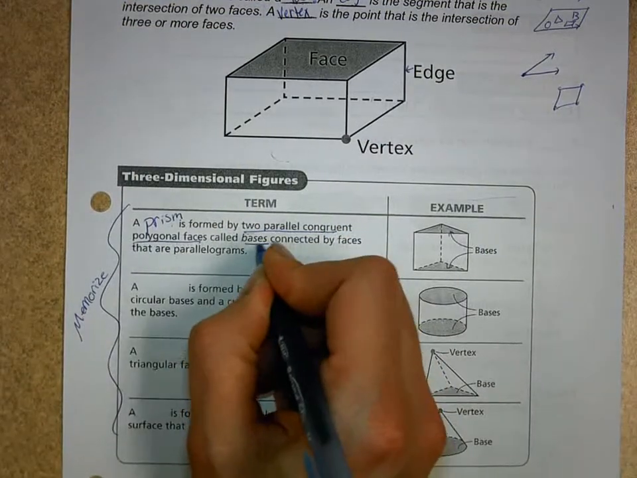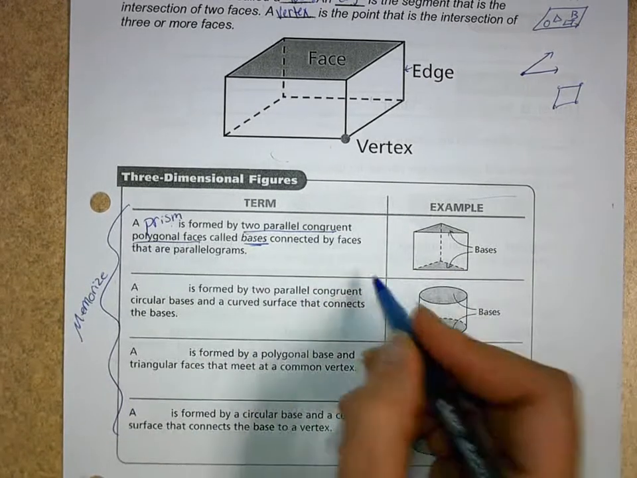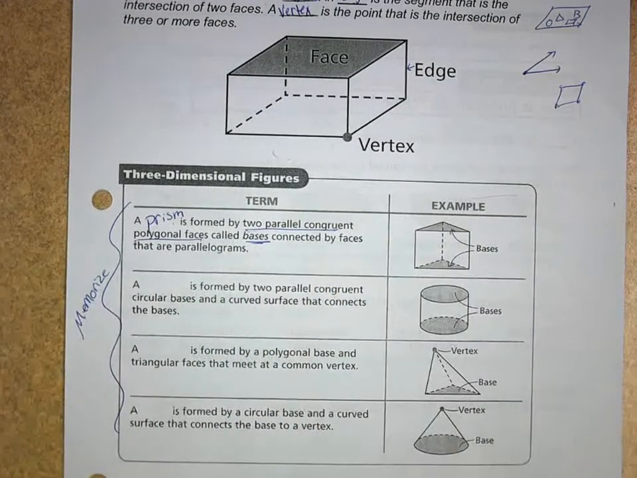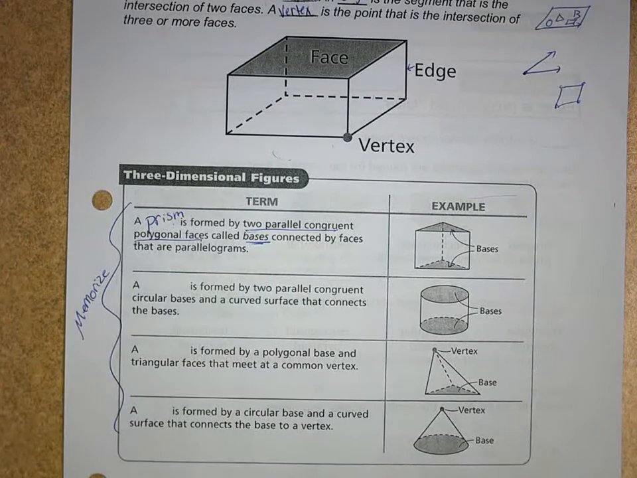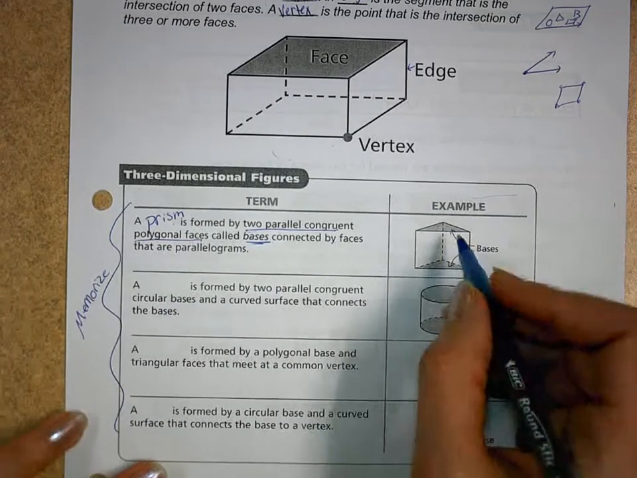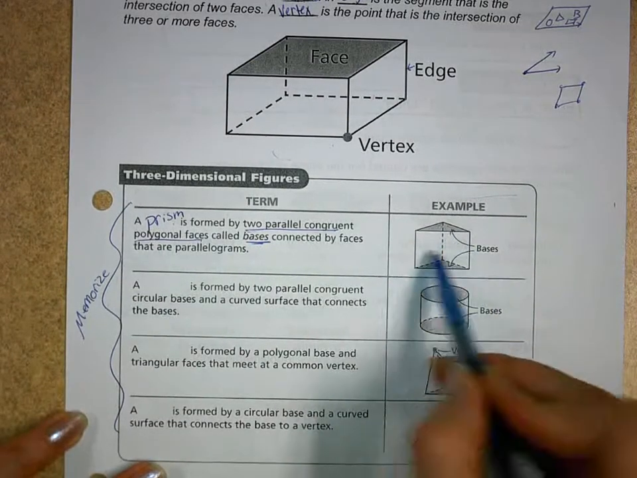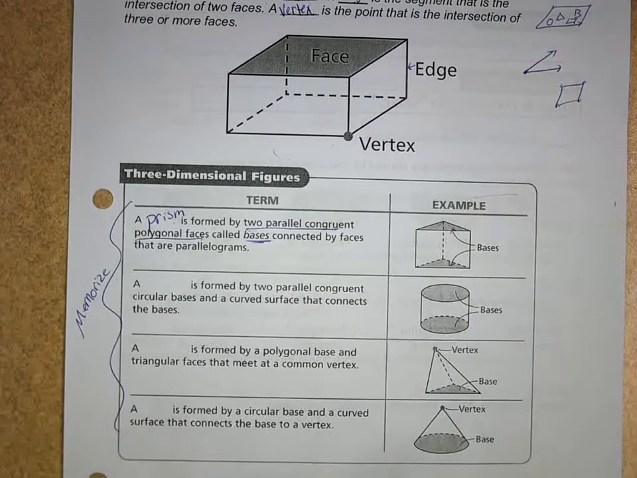The bases are connected by faces that are parallelograms. Most of the time they end up being rectangles when you work with them. So our bases are connected by the faces, and there are 3 faces in that diagram. Prisms can have any polygon for a base. Did everyone hear me on this? Prisms can have any polygon for a base. So you have to know all your polygon formulas in order to do this.